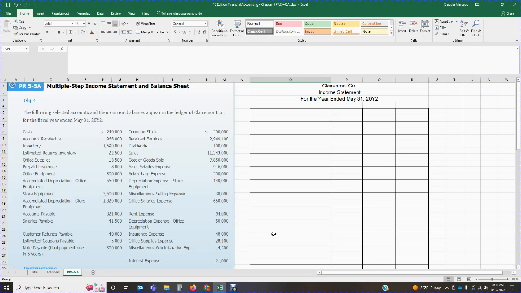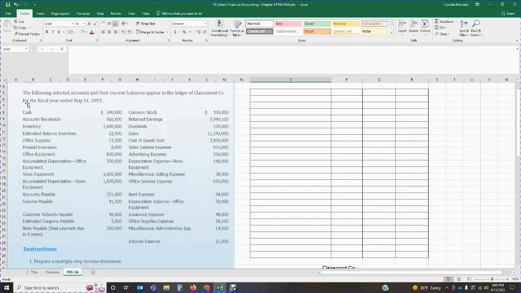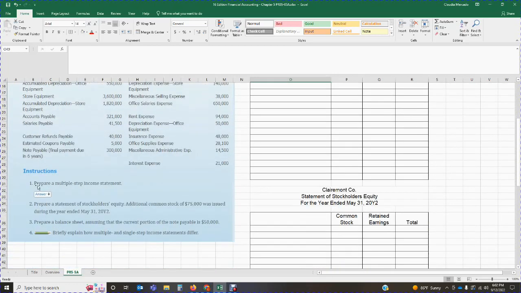The only difference is that we're going to be accounting for new accounts that have been created because now we actually have actual physical tangible inventory that we are selling. So it says, the following selected accounts and their current balances appear in the ledger of Claremont Company for the fiscal year ended May the 31st. Then we have all of these accounts that we're going to have to utilize when we prepare our financial statements. The instructions: we are to prepare a multiple step income statement.